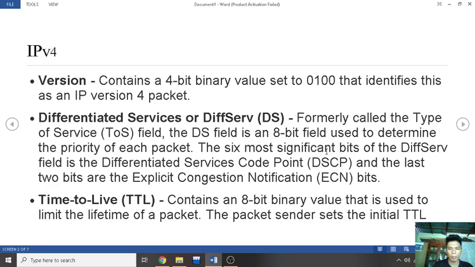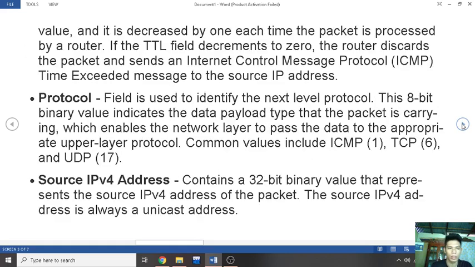So, time to live. It contains an 8-bit binary value that is used to limit the lifetime of a packet. The packet sender sets the initial TTL value, and it is decreased by 1 each time the packet is processed by a router. If the TTL field decrements to 0, the router discards the packet and sends an Internet Control Message Protocol time exceeded message to the source IP address.